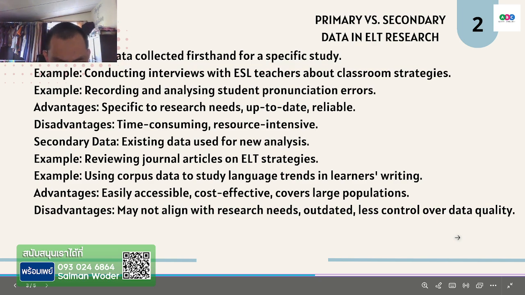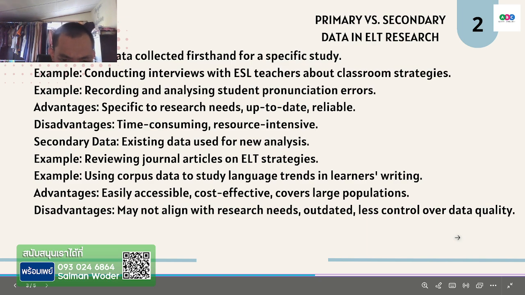So for example, think aloud protocol, asking language learners to verbalize their thought processes while completing reading or writing tasks, or eye tracking data, recording learners' eye movement while they read text in English to understand their processing strategies, for example.